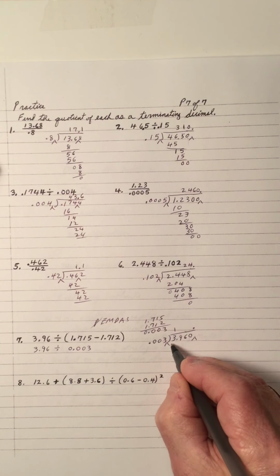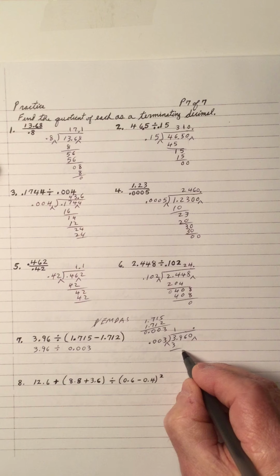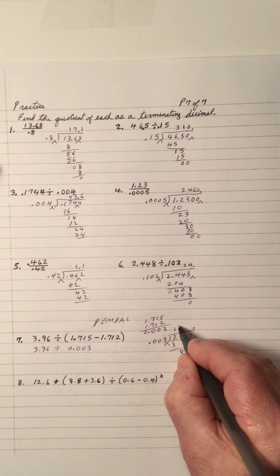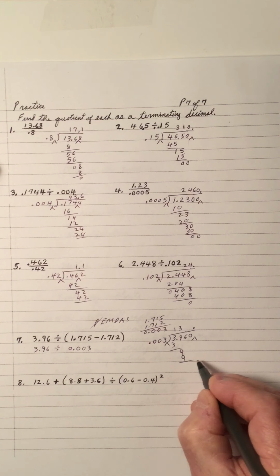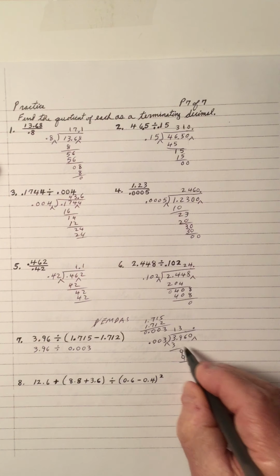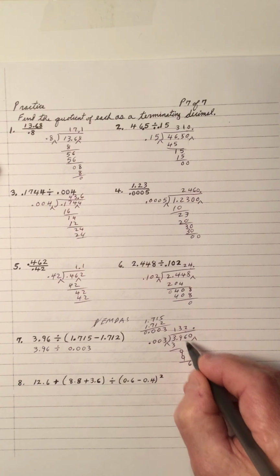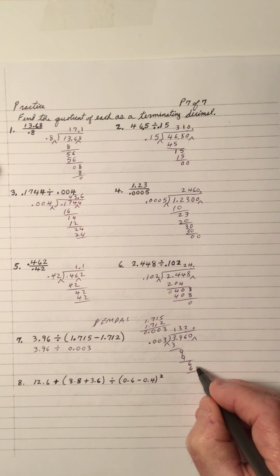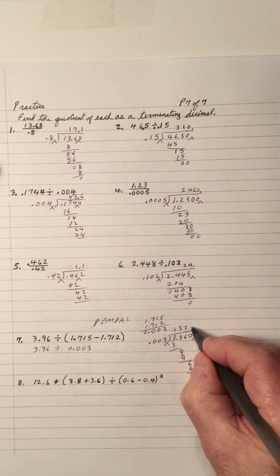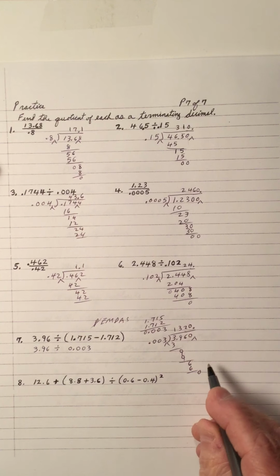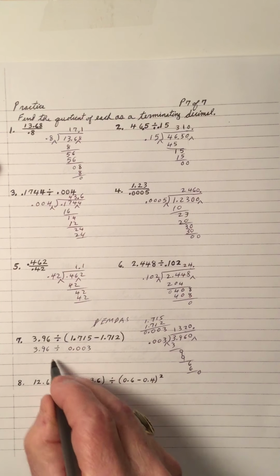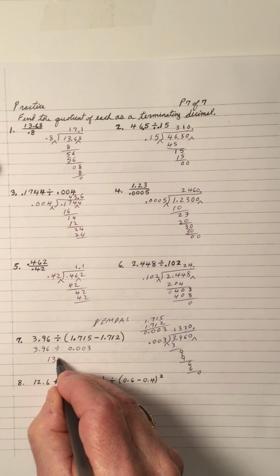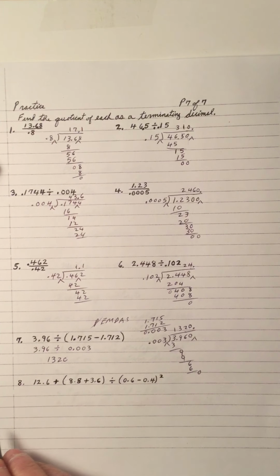3 into 3 goes once, I get a 3. Subtract, I get a 0. Bring down your 9. 3 into 9 goes 3. 3 3s are 9. Subtract, you get a 0. Bring down your 6. 3 into 6 goes 2. 2 3s are 6. Subtract and get a 0. I keep bringing these numbers down until we're finished. 3 into 0 goes 0. So I get 1320 for the final answer.